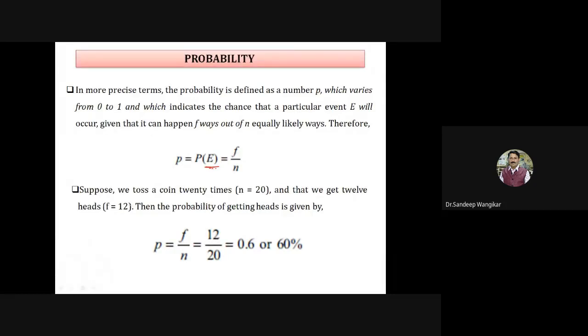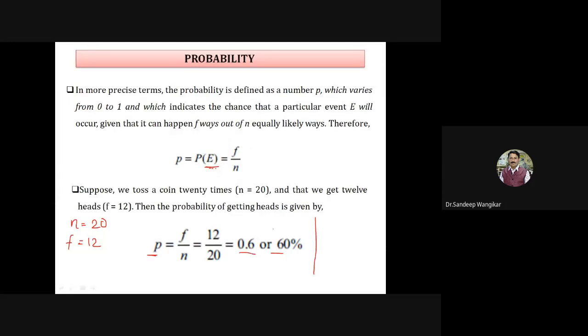So let us take an example. Suppose that we toss a coin 20 times. So N is 20 here. And we get 12 times head. So F is 12. The probability is F divided by N, 12 divided by 20, so 0.6 or 60%. So this is probability.